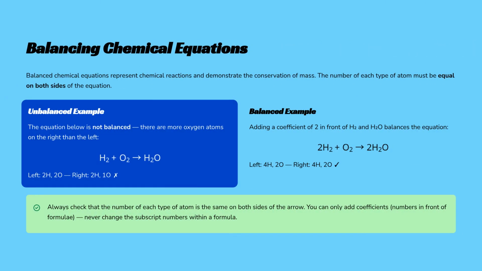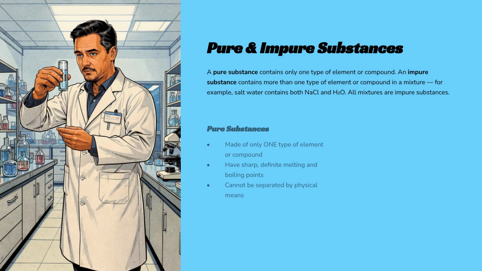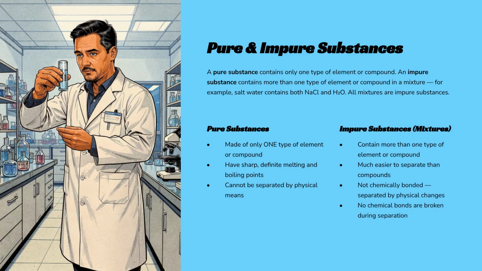Balancing chemical equations ensures the conservation of mass, meaning the number of each type of atom is equal on both sides. You can only add coefficients, not change the subscript numbers within a formula. A pure substance contains only one type of element or compound, having sharp melting and boiling points, and cannot be separated physically. Impure substances, or mixtures, contain more than one type and are separable by physical changes.